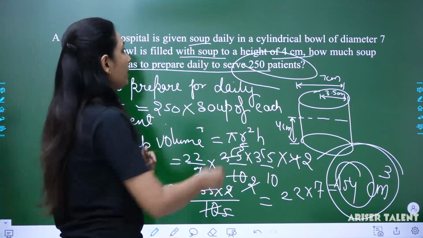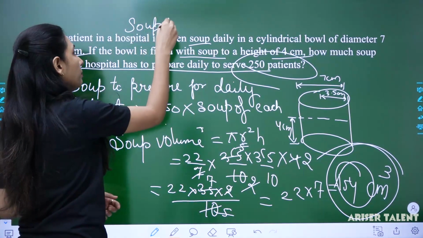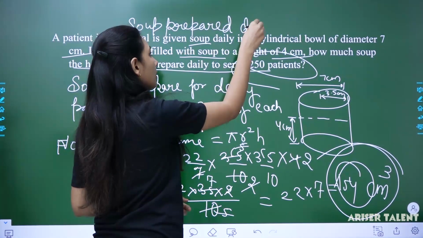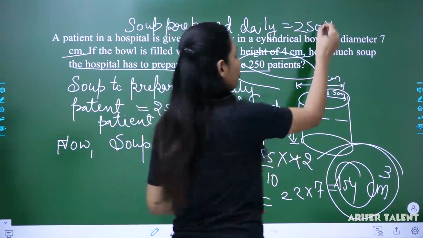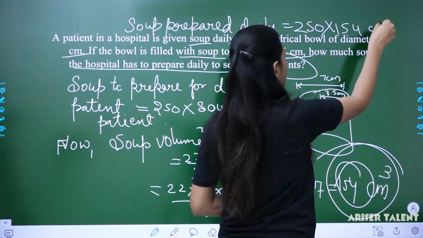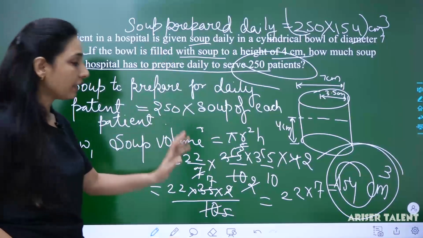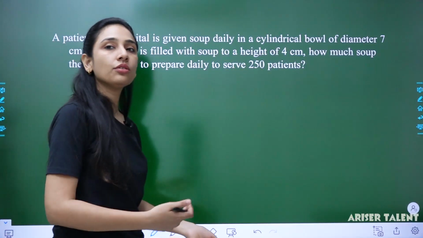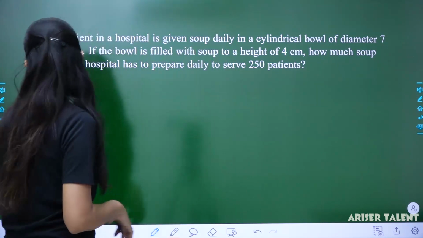So the total soup to prepare will be 250 multiplied by soup of each in centimeter cubes. Calculate it and that will be your answer. You can also convert it into liters, and I have told you about conversion of liters and centimeters and meters.